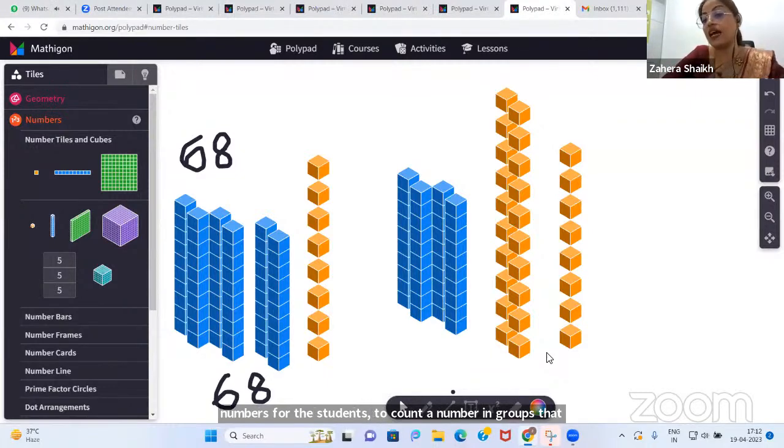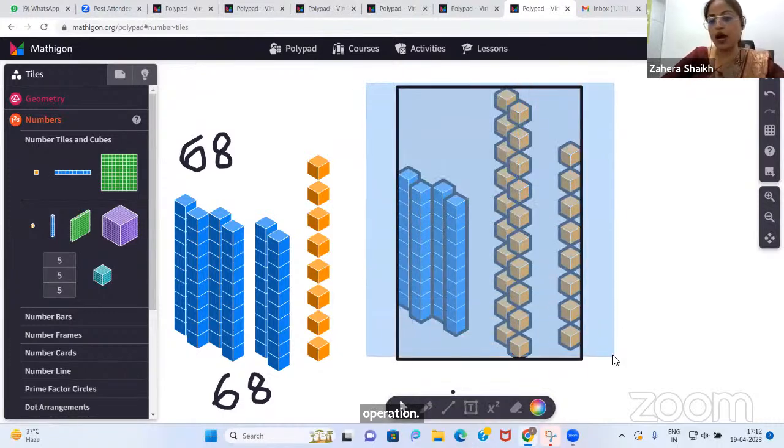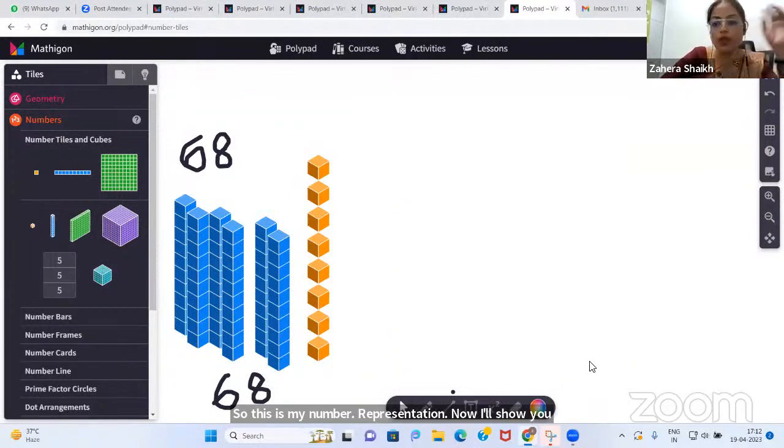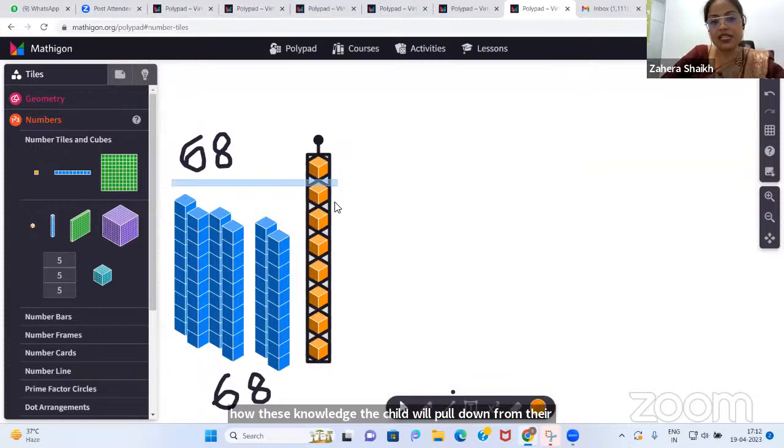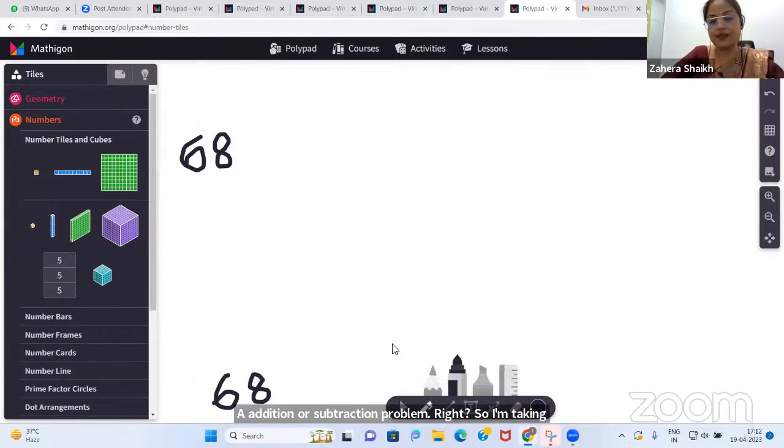And this is another important element of number sense that they need to learn while you are introducing the number, right? So see, this is the understanding or the memory that they are going to use when they are doing number operations. So this is my number representation. Now I'll show you how the child will pull this knowledge from their memory to solve an addition or subtraction problem, right?